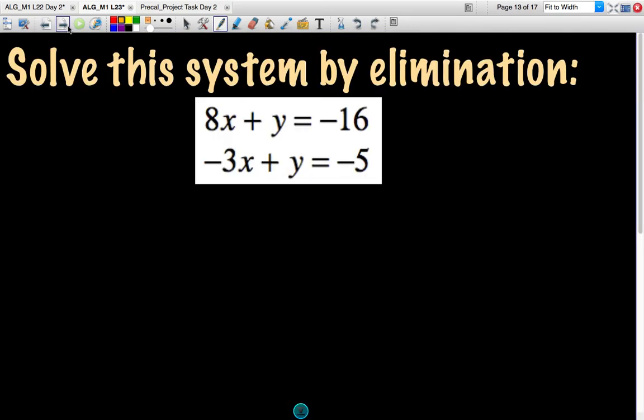Here's some more additional practice problems I would encourage you to work through. So let's look at this problem. Just looking at it, my x's don't eliminate. My y's are really close to eliminating. The only way they can eliminate is if one of them becomes a negative, which means I can easily multiply the bottom, or the top for that matter, by a negative. So if I do that, my new bottom is positive 3x minus y equals positive 5, because I'm distributing negative all the way through. And then bring the top equation over.